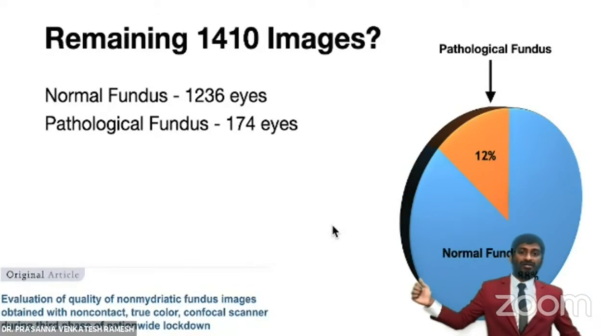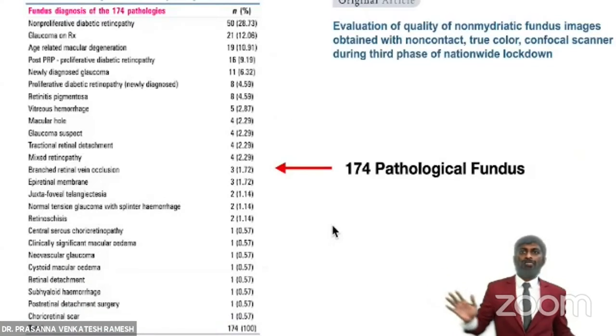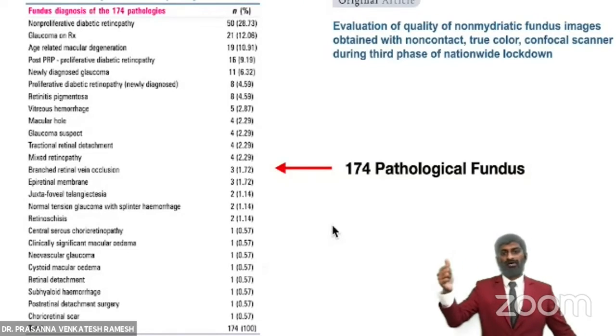Of the remaining 1,410 images, 1,236 eyes had normal fundus and 174 eyes were pathological. So 12% of the data were pathological. Then we looked at how many new diagnoses we were able to pick up with pathology. I'm just winding up.